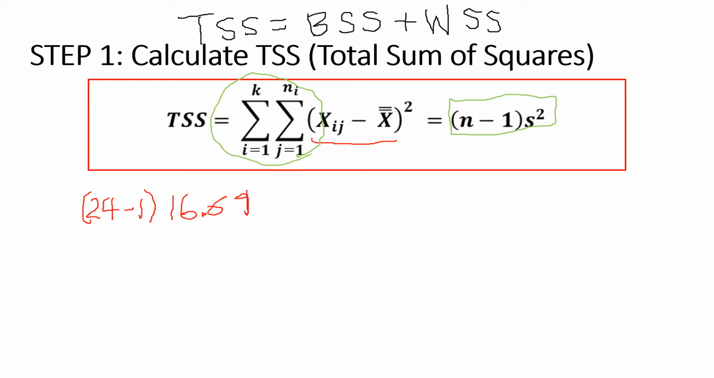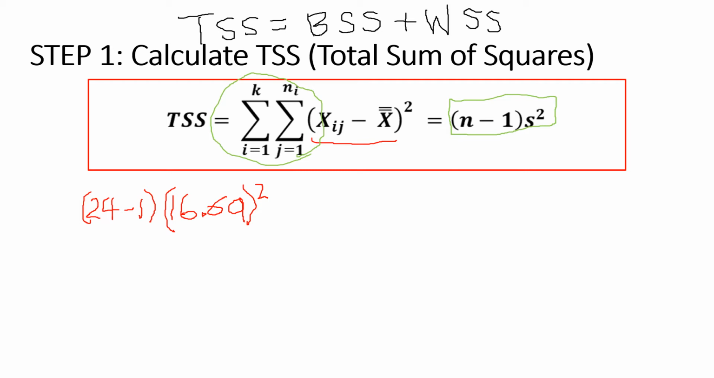That's terrible. Part of the reason it's taken me so long to prepare these slides is that I've been experimenting with different ways to write out numbers, and this is the best I've come up with. Okay, so 24 minus 1 times the quantity of 16.69 squared. So this here is this over here, and that is the variance of our grand variance, if you will. It's the variance associated with our grand mean.